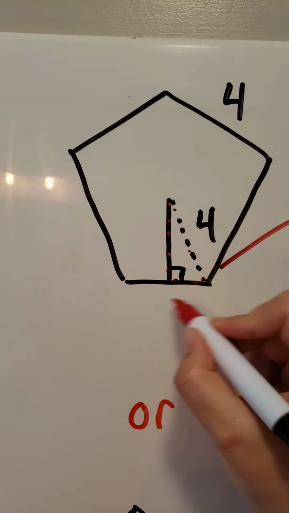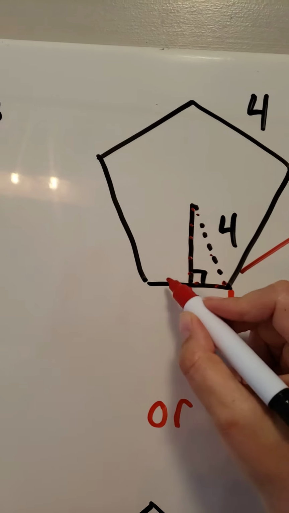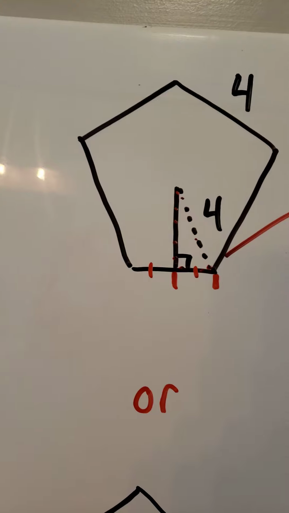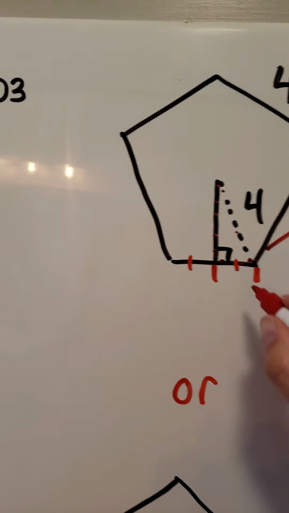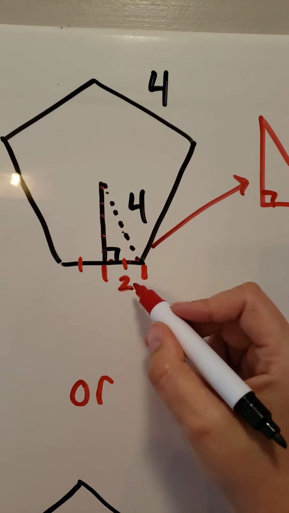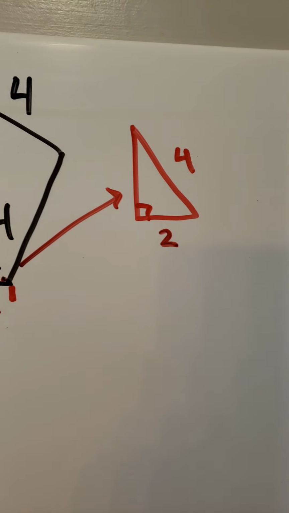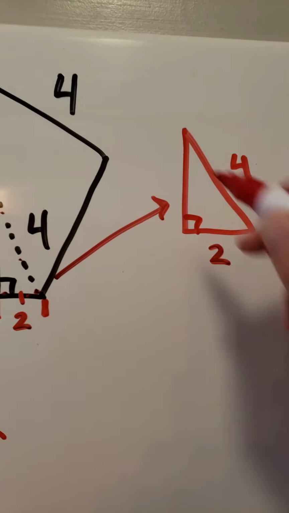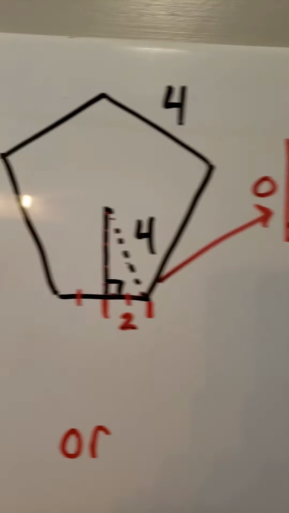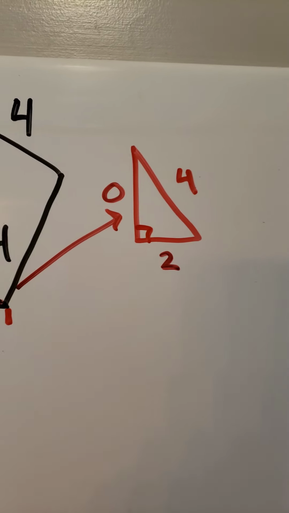If this side length is 4, what is this chunk right here gotta be? Remember we said that these were congruent? So if that totals 4, this part right here is 2. Okay, so then I'm going to take that 2 and I'm going to transfer it here. And now we can use Pythagorean theorem to find this guy right here. And we need that value because that's our apothem and we need that for our formula.